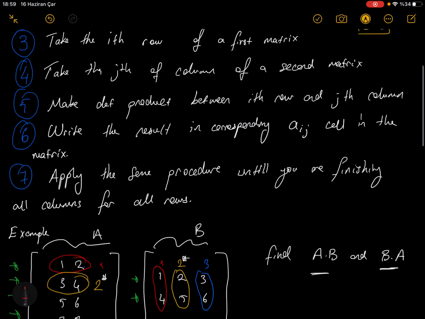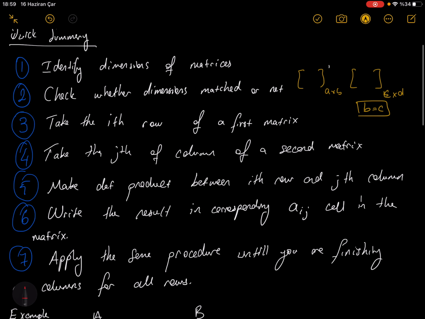So these are our methodology. Do not worry, do not memorize all of the methods. Just apply this method and the 7th method. It will save your life in the exam, okay?